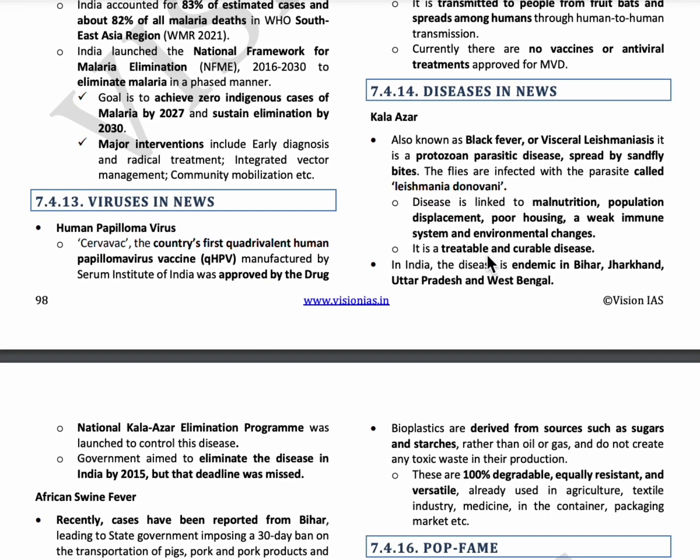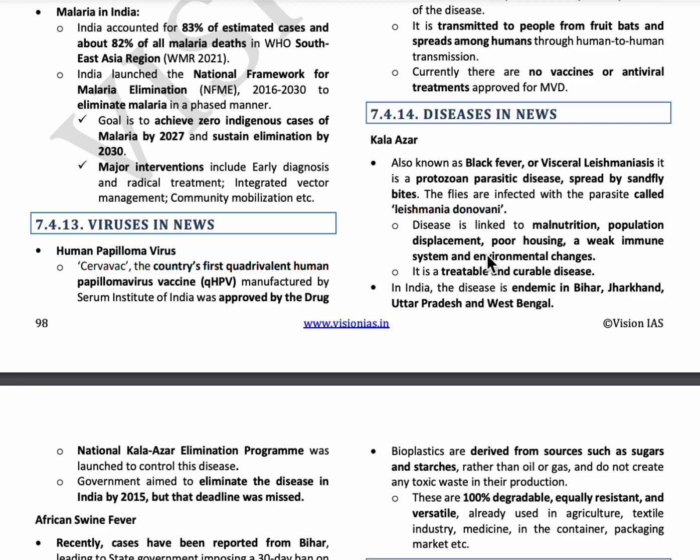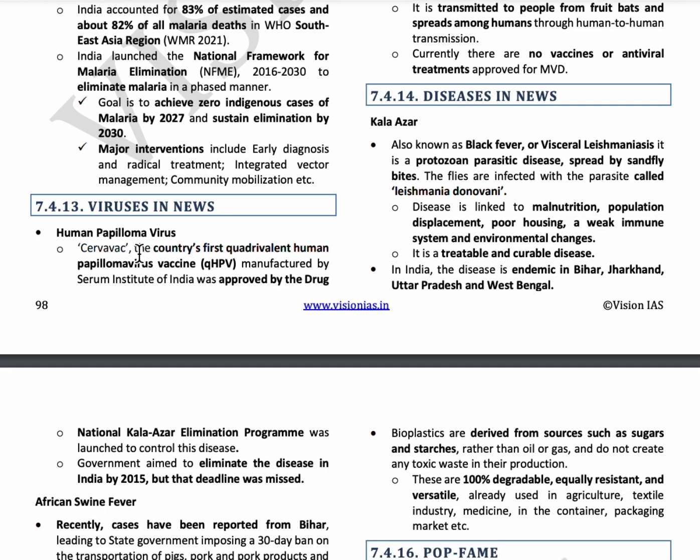The next topic is viruses in news. Human papillomavirus is a sexually transmitted virus and causes cervical cancer. It is the second most common cancer of women in India, and it can be prevented by providing vaccination to pubertal girls.